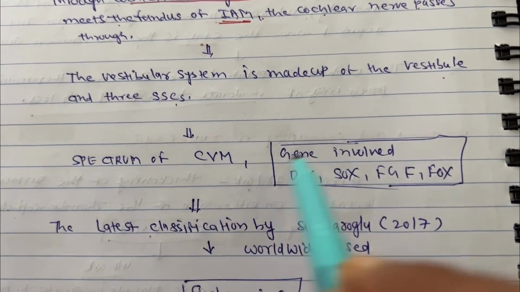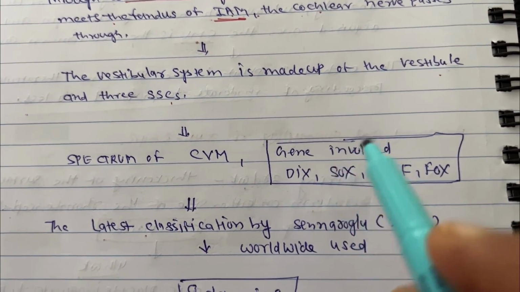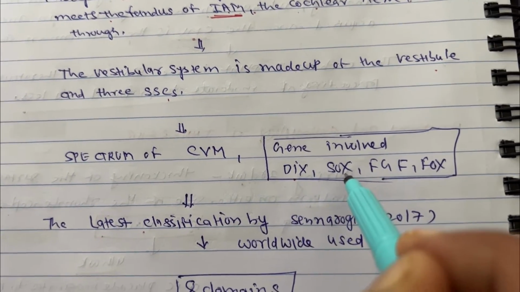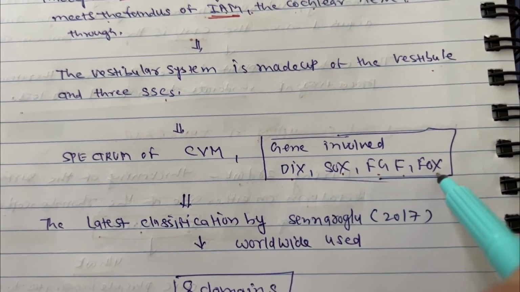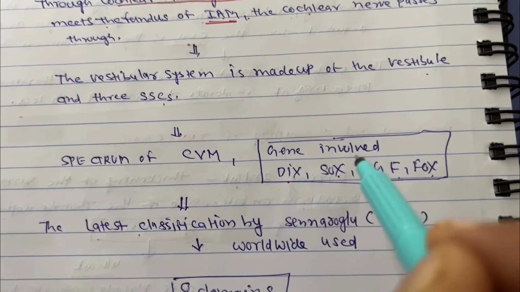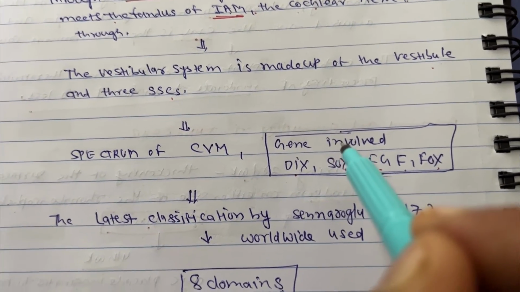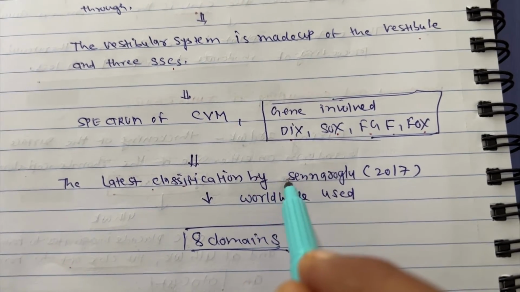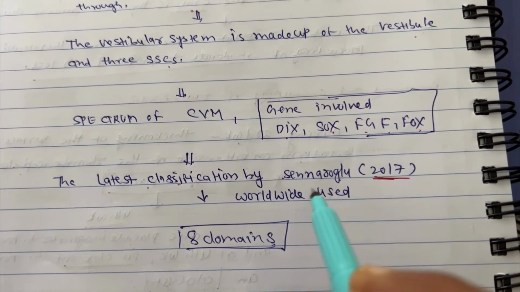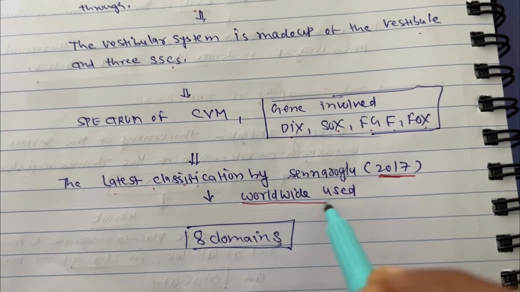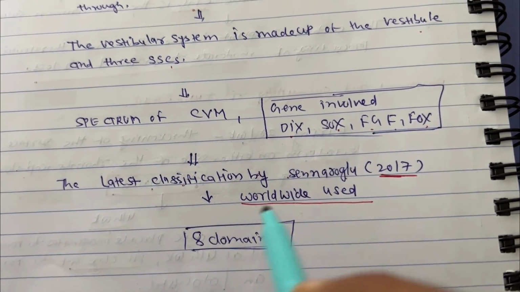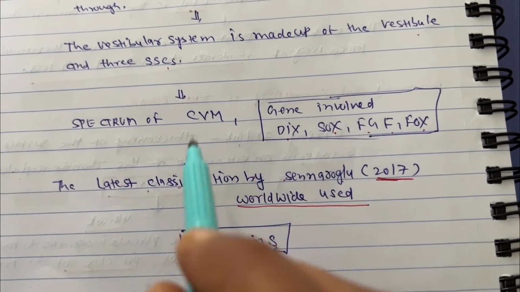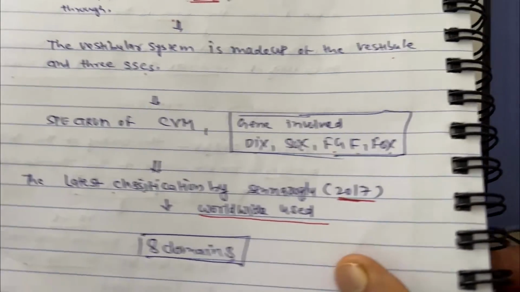The spectrum of disease mainly involves 4 genes: DIX, SOX, FGF and FOX. These 4 genes mainly lead to genetic malformation of the cochlea. The latest classification by Sennaroglu in 2017, which is worldwide accepted, divides cochlear or cochleovestibular malformations into 8 domains.